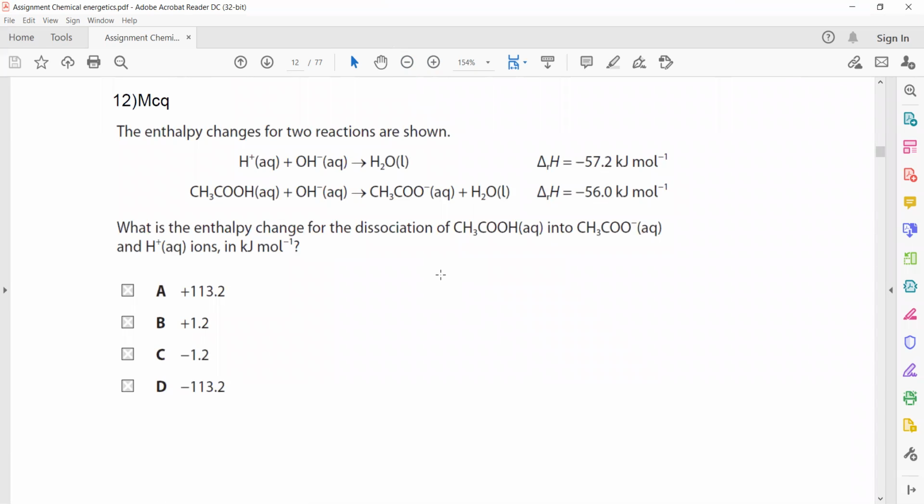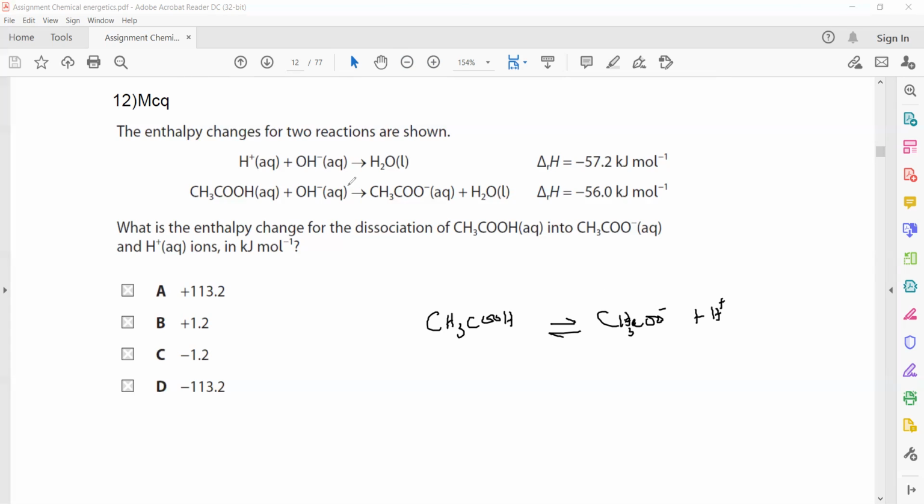So next, question 12. The enthalpy changes for two reactions are shown. What is the enthalpy change for the dissociation of ethanoic acid into ethanoate ion and hydrogen ion in kilojoule per mole? We can solve this like a simultaneous equation, because we need the dissociation. What is our final equation? We need ethanoic acid, CH3COOH, to dissociate into CH3COO minus and H plus.